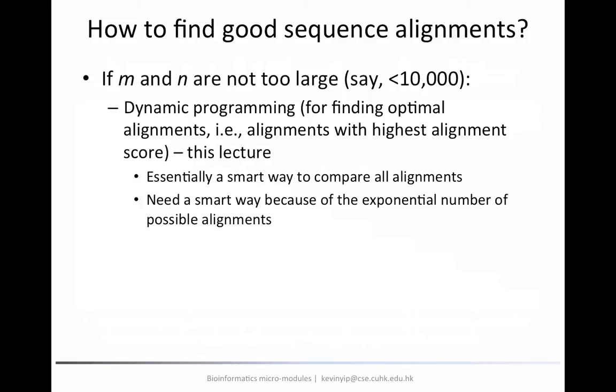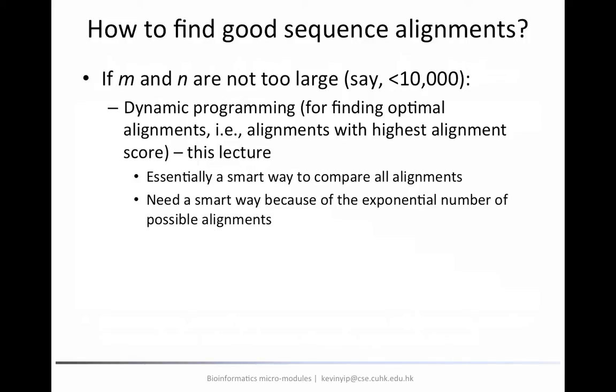Since the number of possible alignments is so large, how can we find out the best alignments? That would depend on how large m and n are. If they are not too large, say they are smaller than 10,000, we can use something called dynamic programming to efficiently enumerate all possibilities. The idea is that we do not really need to enumerate them one by one, because many alignments have shared parts. So once we have determined some partial results for one alignment, we can reuse that for other alignments.